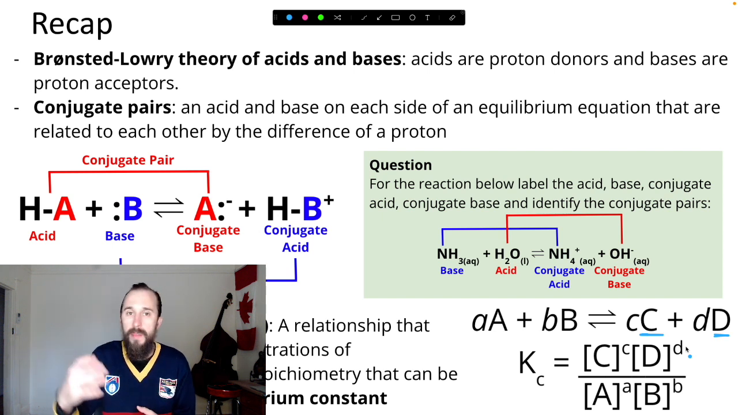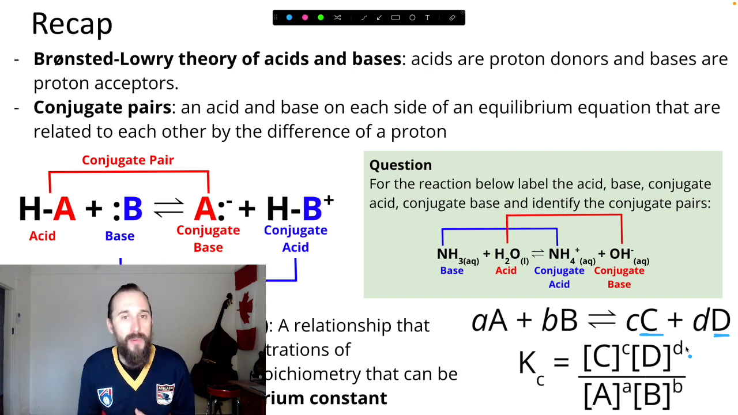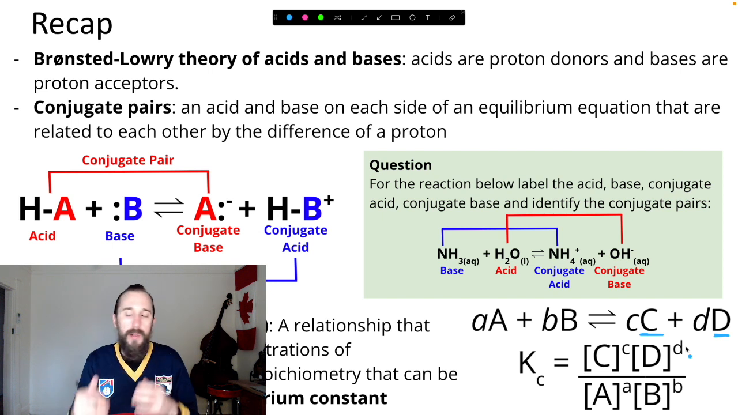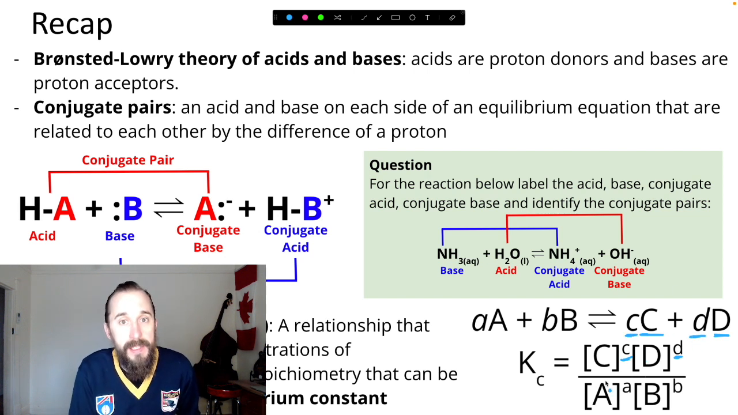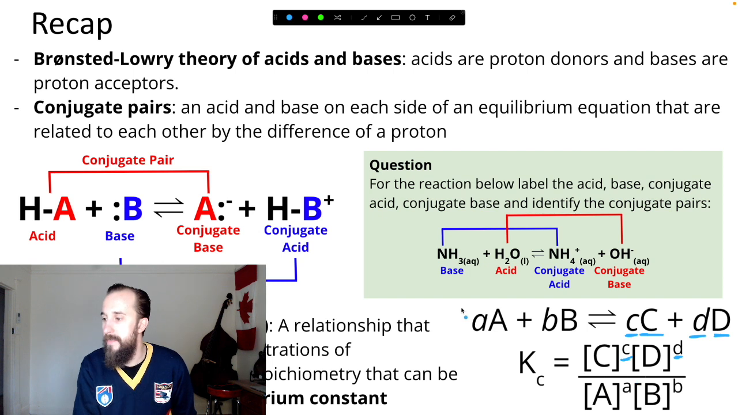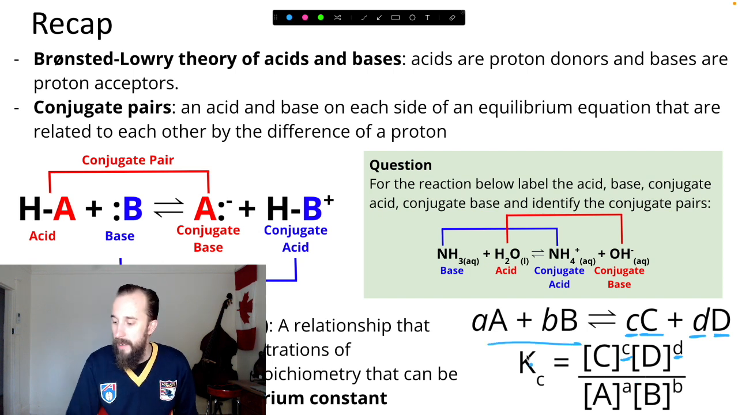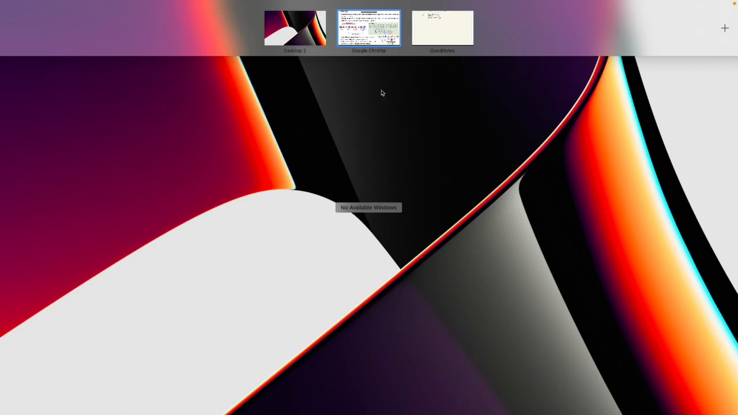You might have only one thing on one side of the equation, or you might have 3 or 4 things on one side of the equation. You include all of them, the concentrations raised to the power of their stoichiometric coefficient, and then do the same for the reactants on the left-hand side. It's products over reactants. So this is what we're saying about that value.